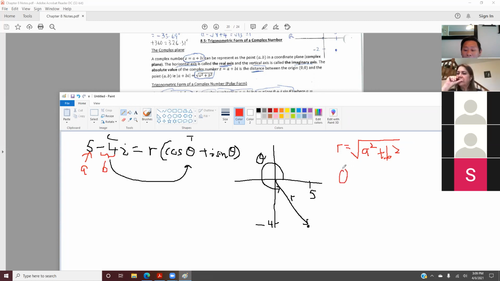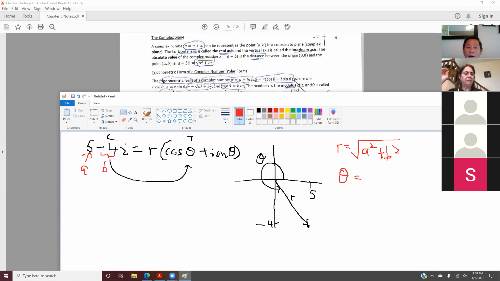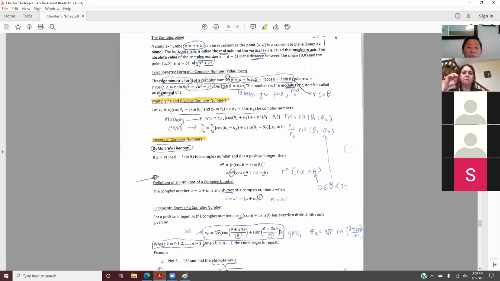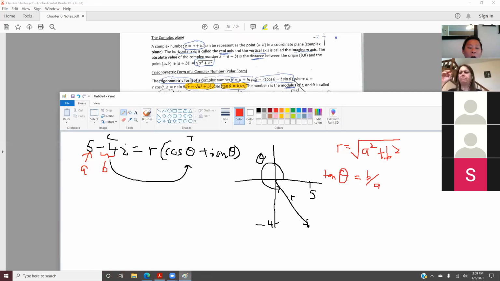And how do you find theta? In order for us to find theta, you do tangent theta is B over A. So this is the important formula to find your R and your theta.